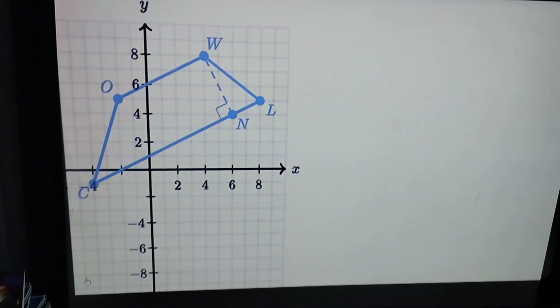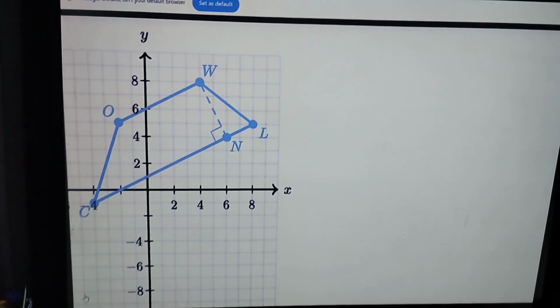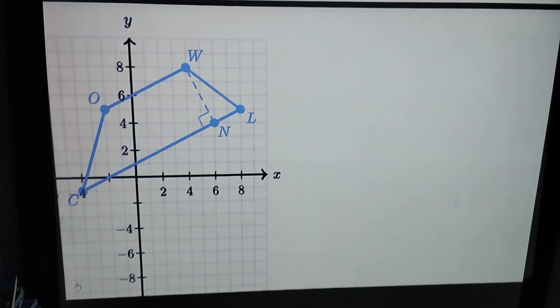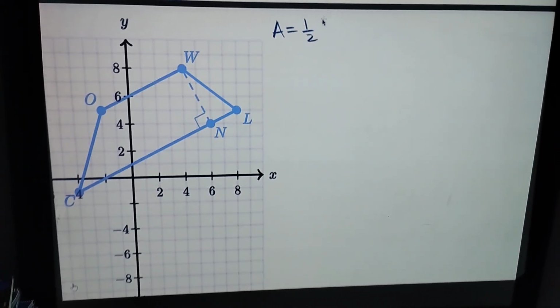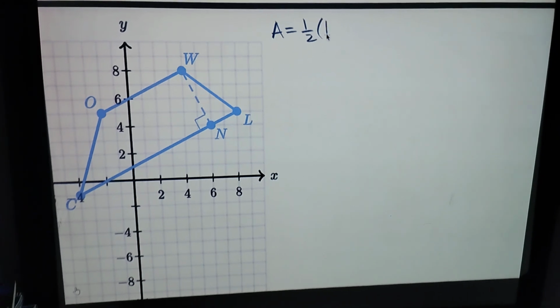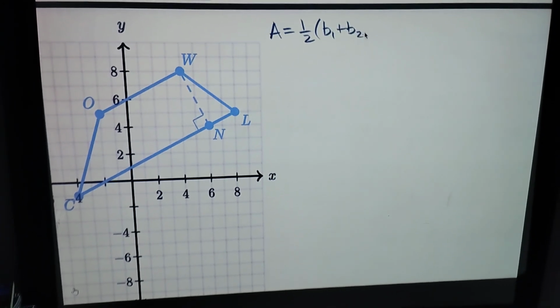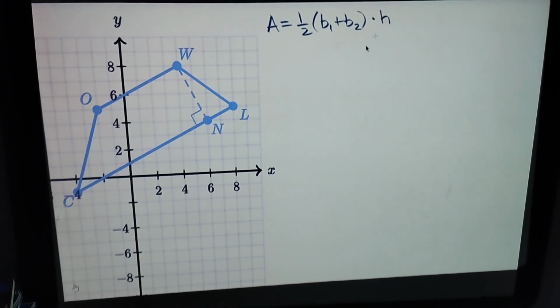Well, we know how to figure out the area of a trapezoid. We have videos where we derive this formula. But the area of a trapezoid, just put simply, is equal to the average of the lengths of the bases. We could say base 1 plus base 2 times the height.